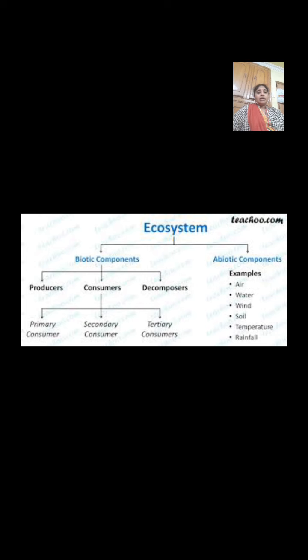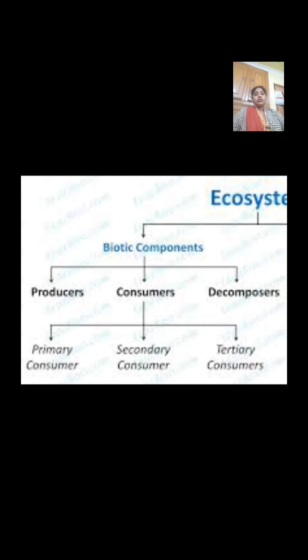So biotic components are once again divided into three groups. See there: producers, consumers, decomposers. Producers are nothing but the plants, because they can prepare their own food and they produce food for all the other organisms present on the earth. So they are known as producers. And consumers are the organisms which consume food from others, for example, animals. And decomposers are the organisms or microorganisms which help in the decay or decomposition of the dead parts of plants and animals.